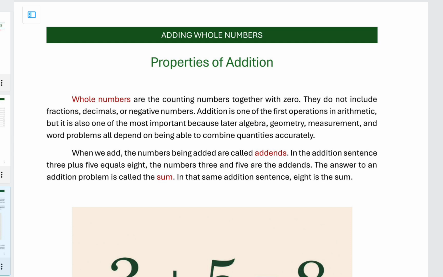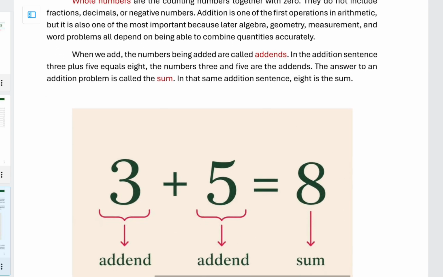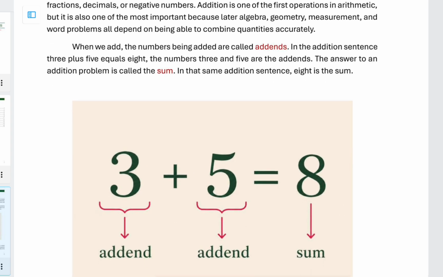When we add, the numbers being added are called addends. In the addition sentence, 3 plus 5 equals 8, the numbers 3 and 5 are the addends. The answer to an addition problem is called the sum. In that same addition sentence, 8 is the sum.